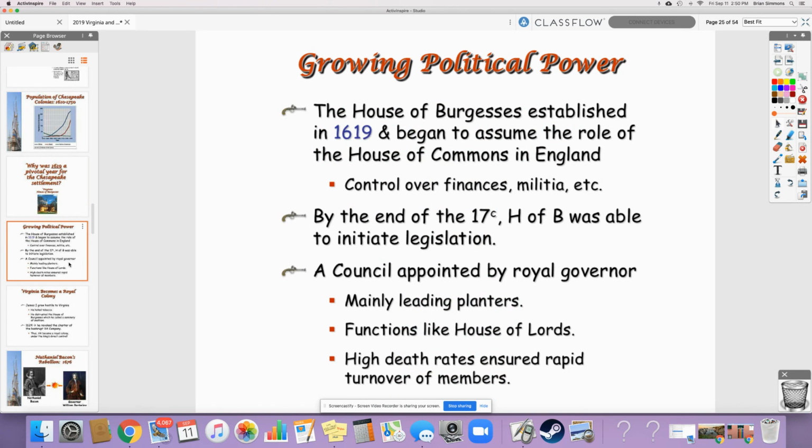They have the right, for instance, to initiate legislation. They have the right to control their own finances and to raise a military and to go out and protect themselves against Amerindian attack. They had a council that's like the upper house of the House of Burgesses that's appointed by the governor himself. And then they had essentially a House of Commons, which is the lower house where you would have local people voting and electing those people to represent them.